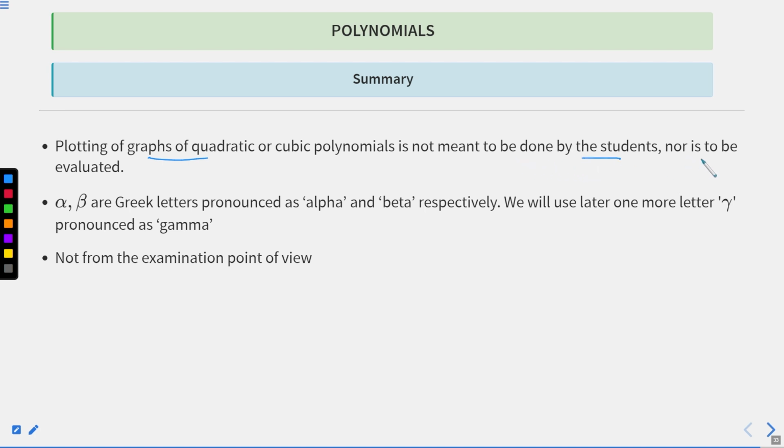Plotting of graphs of a quadratic or cubic polynomial is not meant to be done by the students, nor is it to be evaluated. Here alpha, beta are Greek letters pronounced alpha and beta respectively. We'll use later one more letter, gamma, pronounced gamma. This is not from the examination point of view here.